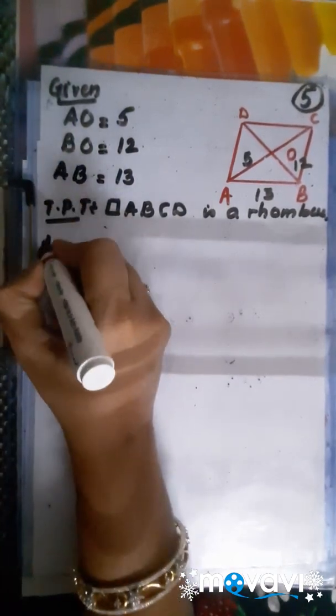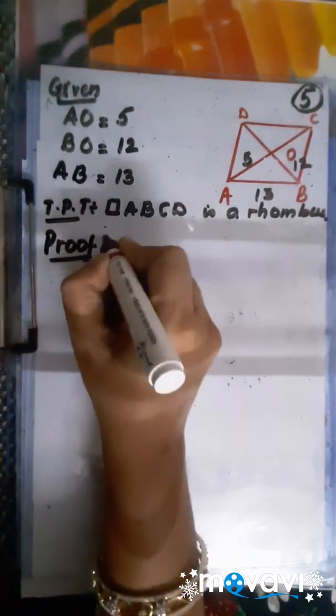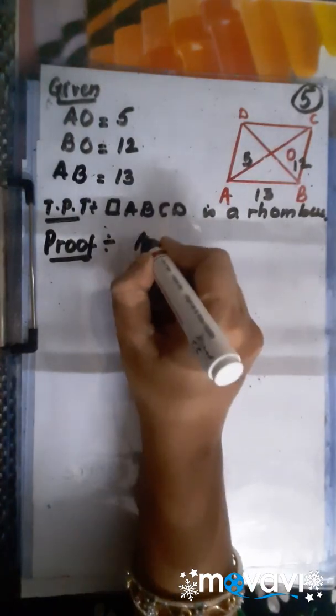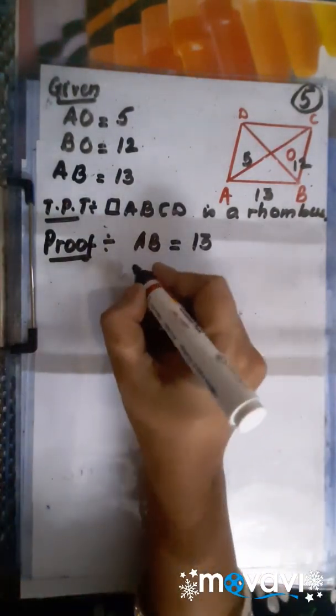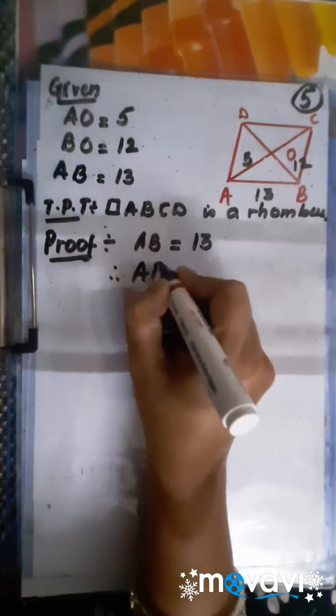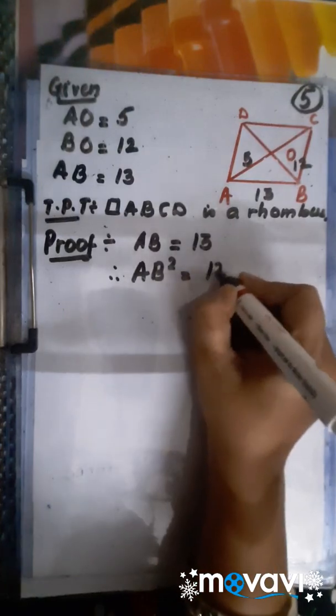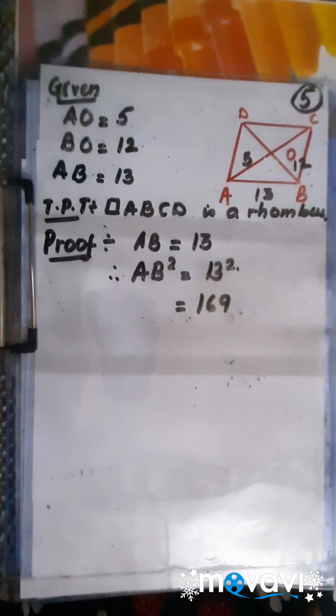So see here. Now we won't say solution, we will say proof, because this is a proof, right? Now, AB is equal to 13. Okay. Therefore, AB square is equal to 13 square, which is equal to 169.